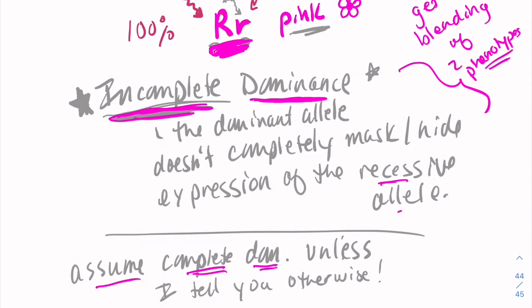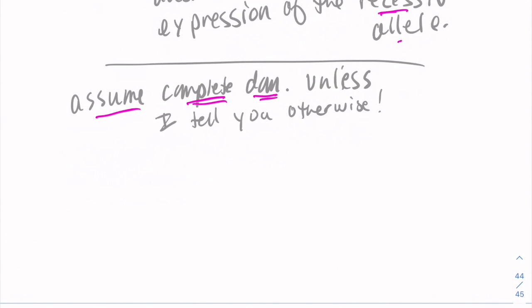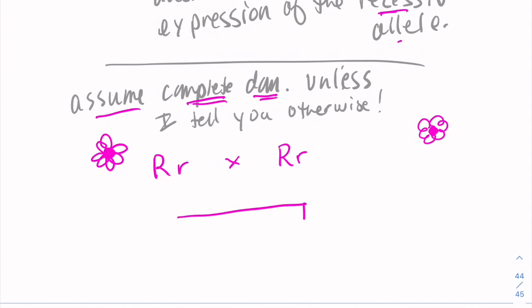So let's take two heterozygous plants now. We've done this cross before anyway, but let's do this again, where we cross two heterozygous plants. So, what color flowers are each of these plants going to have? They're going to have pink flowers. Pink flowers for everyone. Yeah, so let's do this cross. We're going to need a Punnett square.